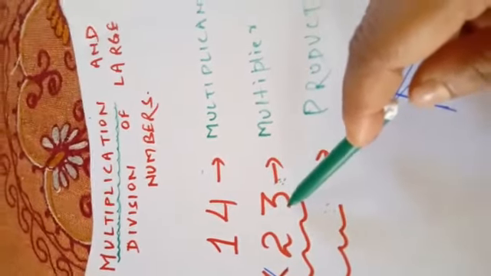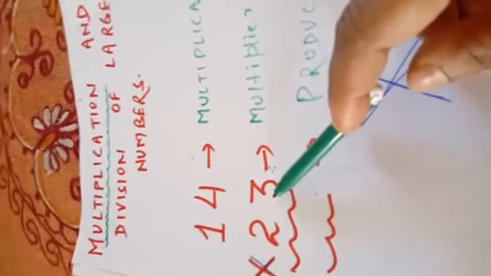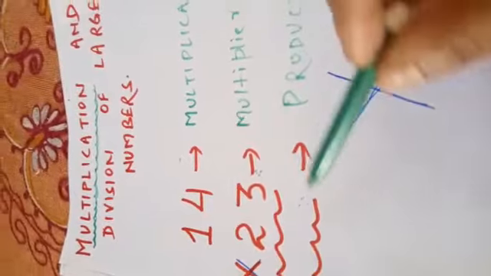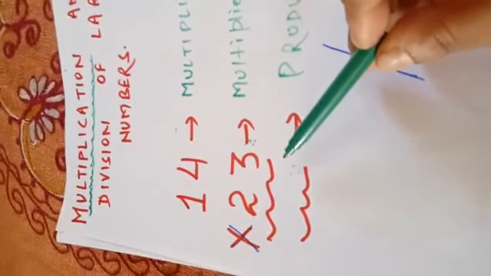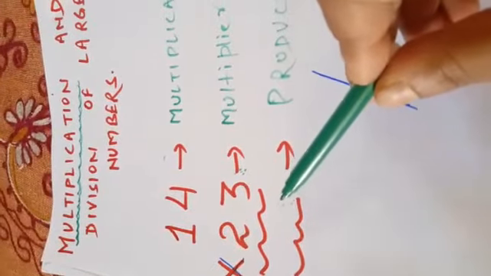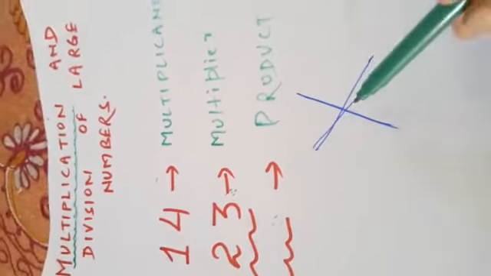And 23 is the multiplier. The number by which we multiply is the multiplier. And the result we get after multiplication is the product. So this is the sign of multiplication, children.